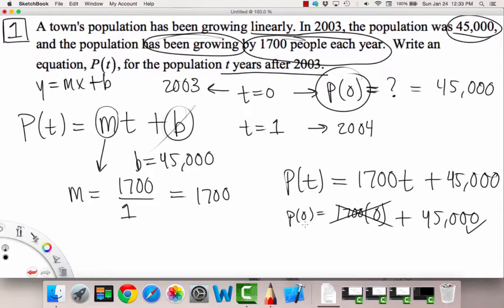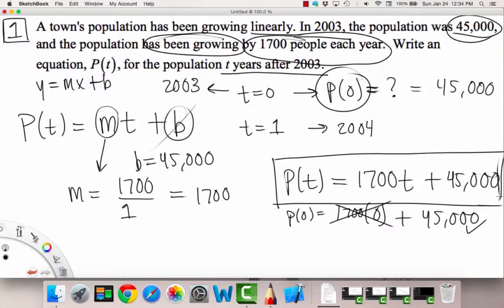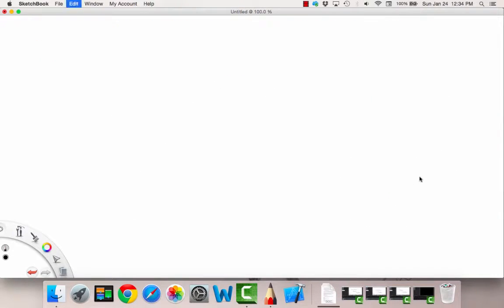And then any time after that, when t equals 1 or anything like that, we keep adding 1,700 to our population each year as each year passes. Okay, so this is it. This is our answer for the linear function, which represents the population of this town.